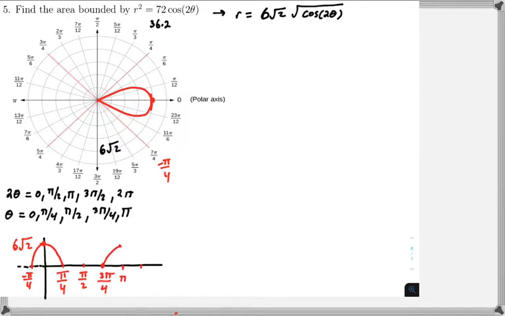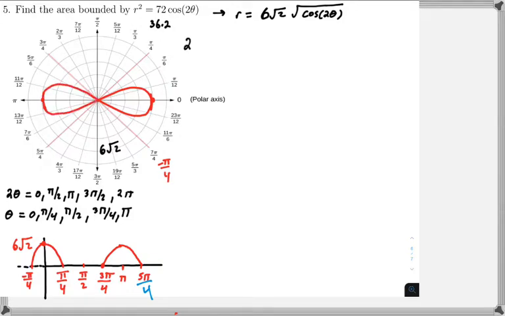And that'll give us a maximum of 6 root 2. Pi plus pi over 4 will be 5 pi over 4. And that'll give us our other, kind of our petal for our lemniscate. And so put in your radial lines of 3 pi over 4 and 5 pi over 4, which looks like we missed the divide by 4 there. Okay, so there it is.